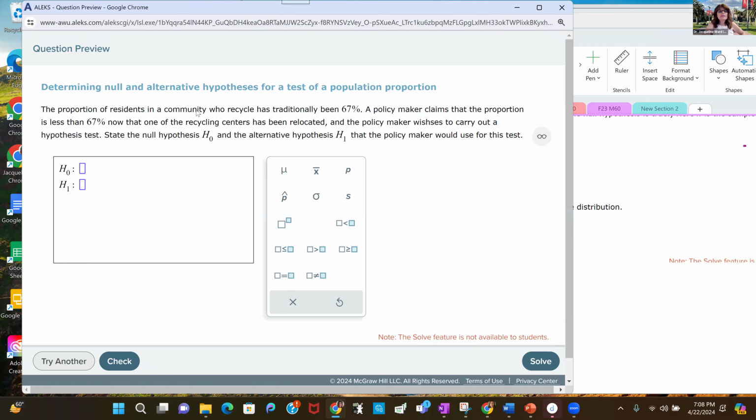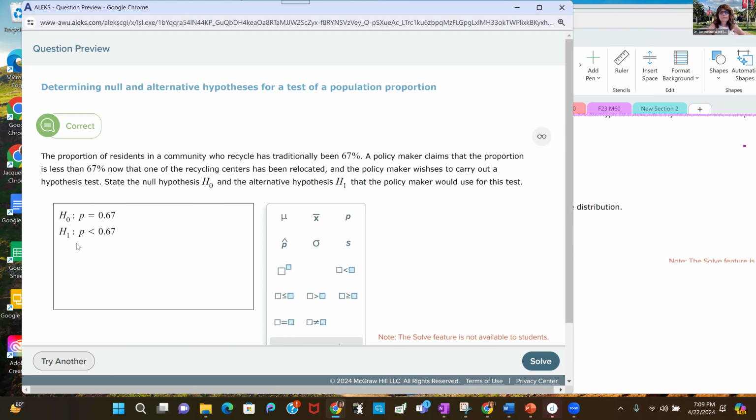So here, the proportion of residents in a community who recycle has traditionally been 67%. A policymaker claims it's less than that now. Okay, so P equals 0.67, and now P is less than that is the claim. So again, you have to use this P on the palette here.